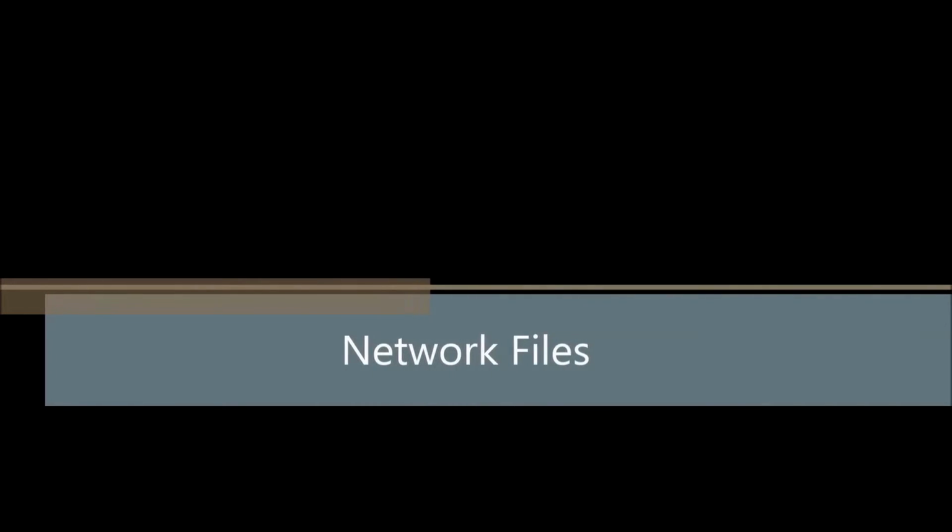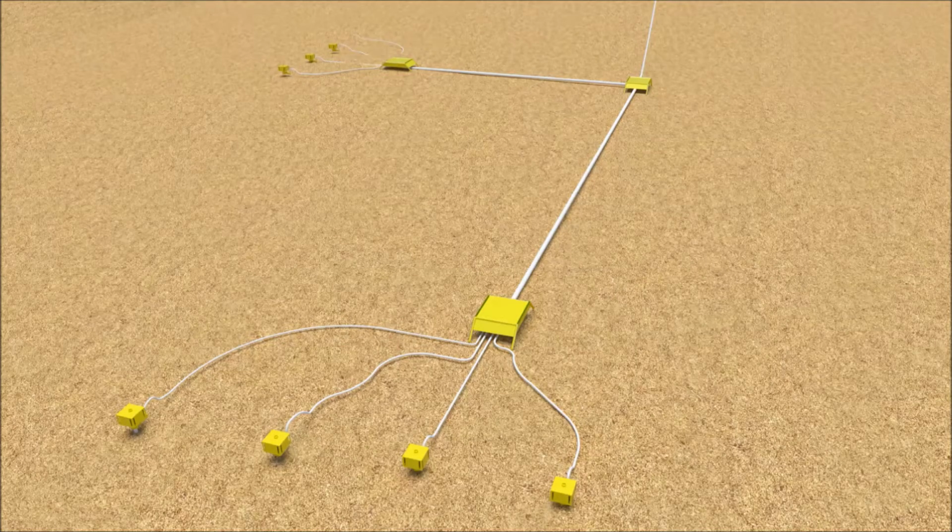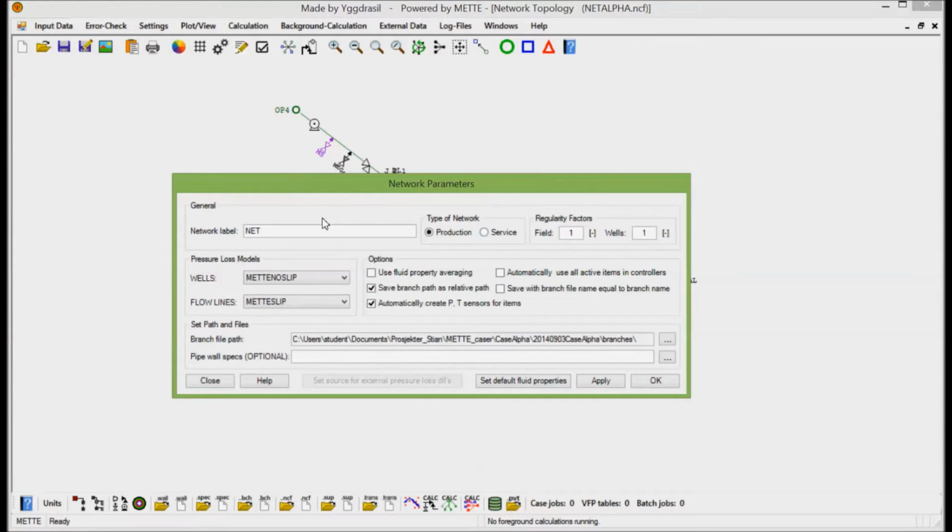The purpose of the network file is to describe how different wells and flow lines are connected in a production or service network. For each branch defined in the network, reference must be made to a branch file describing required data. When solving a network in a life-of-field simulation, the system needs to know which items or components it can use to achieve a solution. The fastest way to define which items to use for this purpose is simply to check the option, automatically use all active items in controllers.